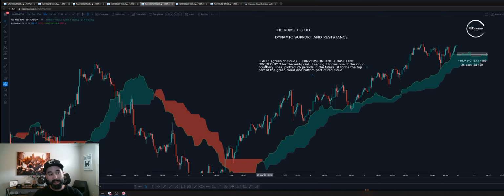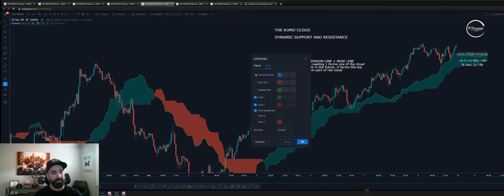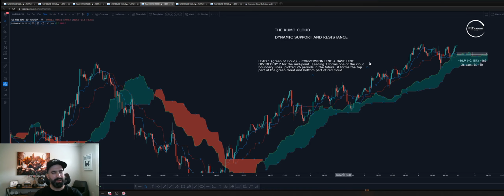So the lead one, this is the first one we're going to talk about. It's the green of the cloud. It's the conversion line plus the baseline. So let's bring up the conversion line and the baseline so we can look at it together. Let's bring it up. Conversion line and baseline. Now, let's close this off and let's look at this. So it's the conversion line plus the baseline divided by 2 for the midpoint. The leading one forms one of the cloud boundaries plotted 26 periods in the future. It forms the top part of the green cloud and the bottom part of the red cloud.